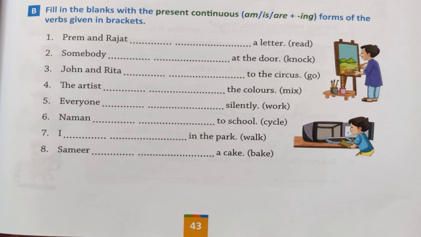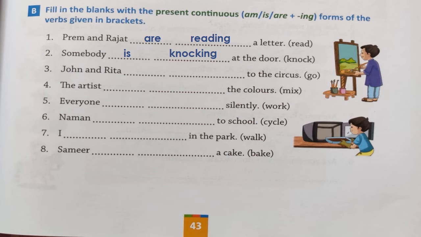So let's do number 1. Prem and Rajat dash a letter. Now Prem and Rajat are plural. So what will come here? Are reading. Read will become reading. Number 2. Somebody dash at the door. Knock. Now I already told you, with somebody, nobody, someone, no one, we use is, right? So, is knocking. Knock will become knocking.